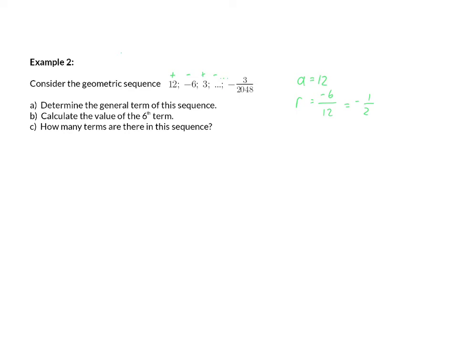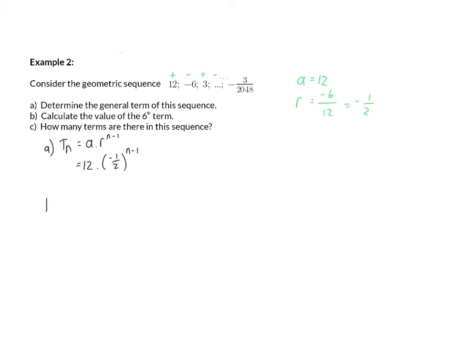So let's now have a look at the first question. Determine the general term. Once again, we've now done all the calculations and just write down the answer. Normally it's a times r to the power of n minus 1. So in our case, it will be 12 times negative a half to the power of n minus 1. It's always safer to put the r value in a bracket, especially if it's a fraction or has a minus.